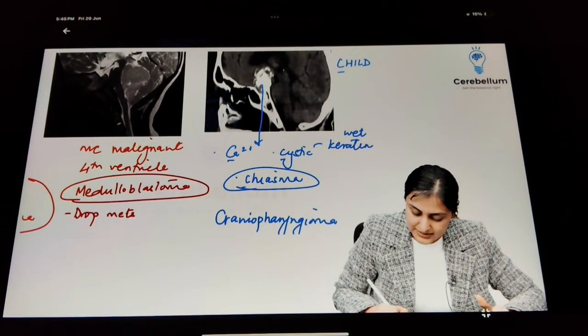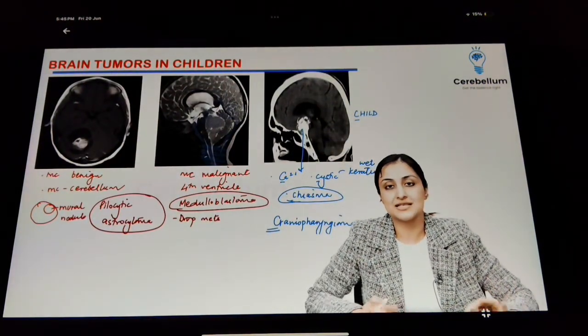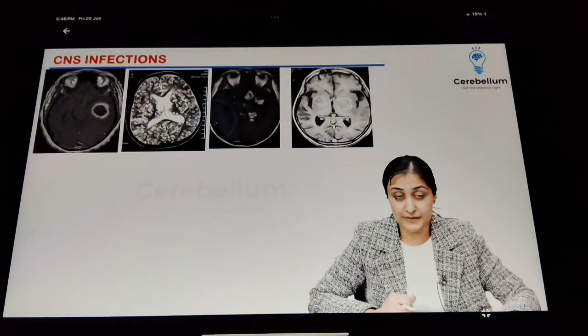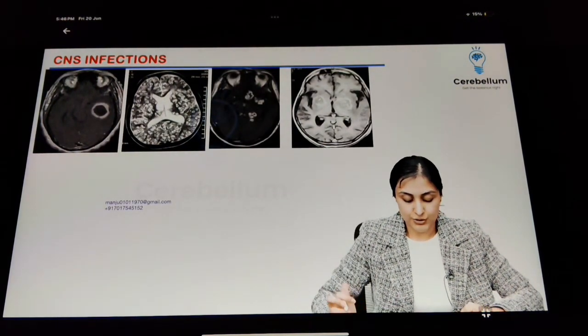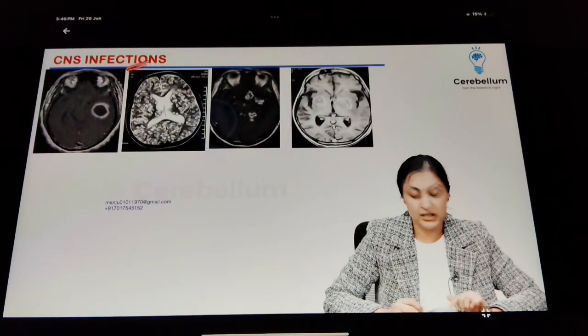So whenever you see the C, all of it goes together. Right? So these are 6 tumors that we need to remember in total, 3 in adults, 3 in children. 4 patterns we need to understand as far as infections are concerned. So look at the first MRI, what do we see? Before I go into that, what did we understand as a concept?